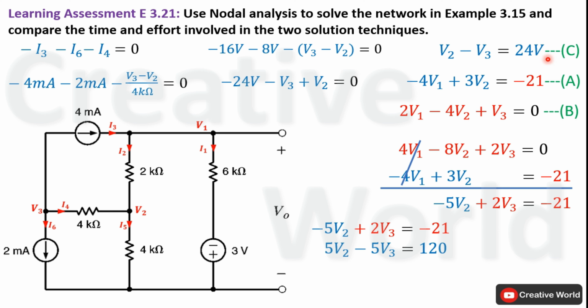Now we will take this resulting equation as it is and multiply equation C with 5 and add that resulting equation into this equation. The product of 5 with this equation will become 5V2 minus 5V3 equal to 120. Now add this resulting equation into the previous equation. This minus 5V2 and plus 5V2 will cancel out with each other. Minus 5V3 plus 2V3 will become minus 3V3, and on the other hand side of equal, 120 minus 21 will result in 99. Now in order to calculate the value of V3, divide on both sides with minus 3. The value of V3 will become minus 33 volt.